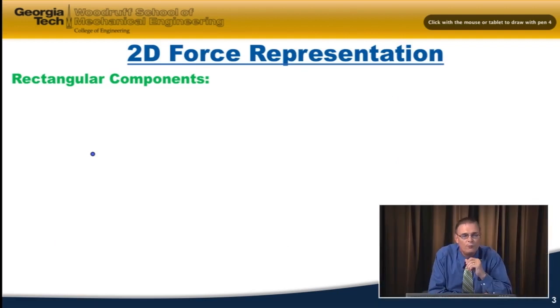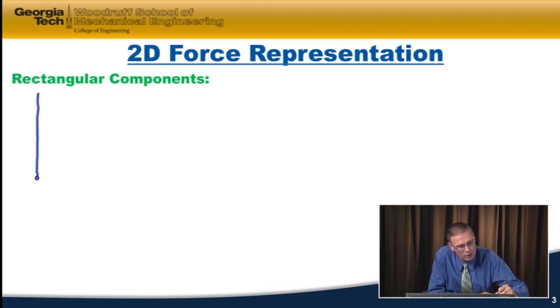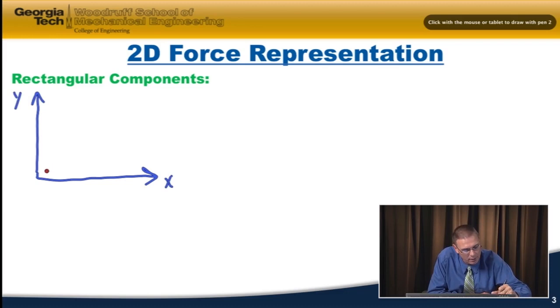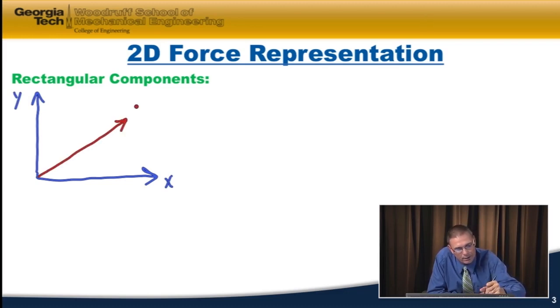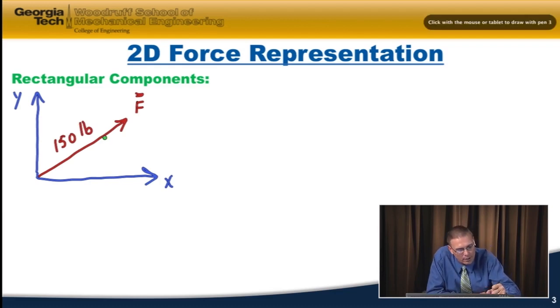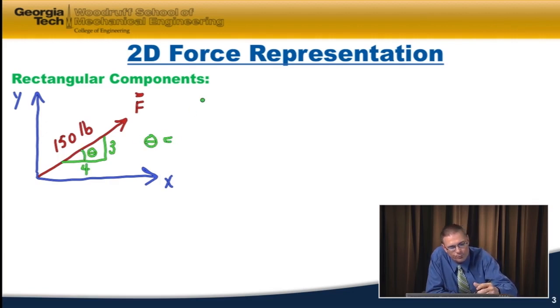So let's go ahead and look at a 2D force representation in Cartesian coordinate system. So here's our Cartesian coordinate system, x and y. And we'll have a force acting up and to the right. And I'll label the force as a vector with a line above the symbol. And we'll say that the force has a 150-pound magnitude. And let's say that that force is on a 3-on-4 slope.